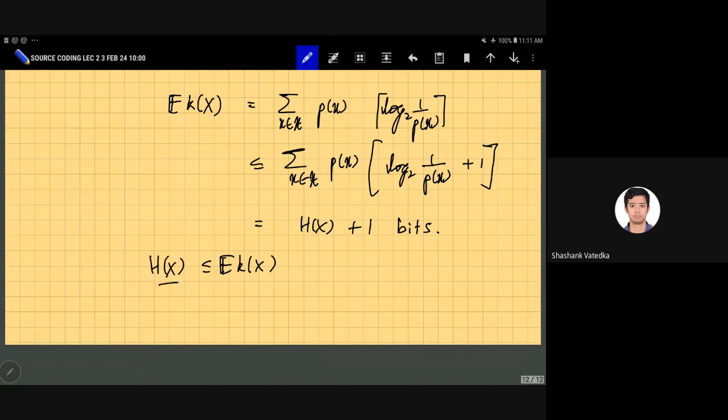So this has to be satisfied by any prefix-free code, but we also know that the Shannon code achieves an expected length less than or equal to H(X) plus 1 bits. All right. So let's see an example of the Shannon code.